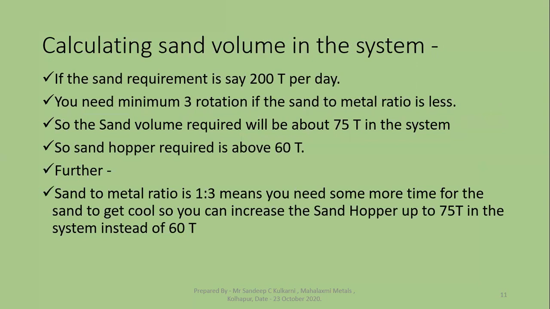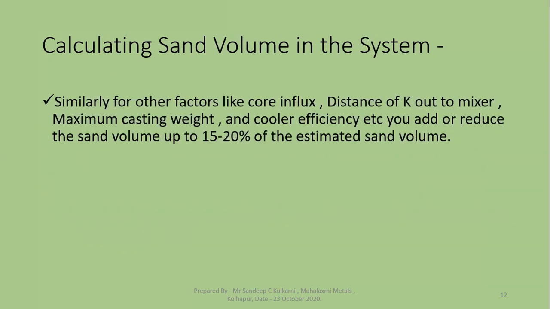For the basic estimated sand volume, as I told you, you have to calculate the sand required per day or per shift, and then you have to consider 3 rotations per day or 1 rotation per shift, and then you can get the volume of sand required in the system. To that volume, you can add around 15 to 20% or reduce around 15 to 20% based on the factors we have already considered: core influx, distance of knockout to mixer, maximum casting weight, cooler efficiency, cooler availability, etc. So on the basis of this, you can calculate your sand volume.